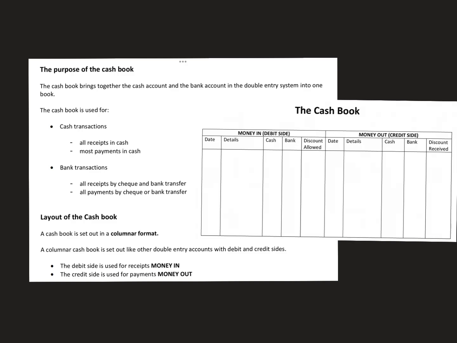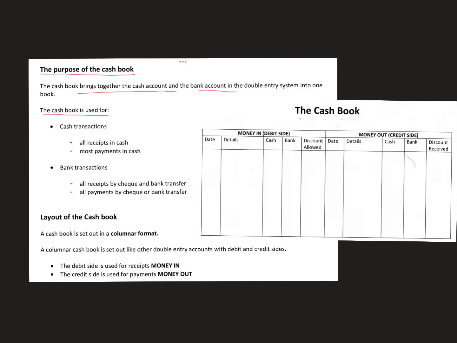So just to break this down a little bit more. Again, on this page, you can see an example of the cash book and the layout of the cash book. And just to explain what the purposes are. It serves a number of purposes. The cash book brings together the cash account and the bank account in the double entry system into one book. The cash book is used for these purposes.